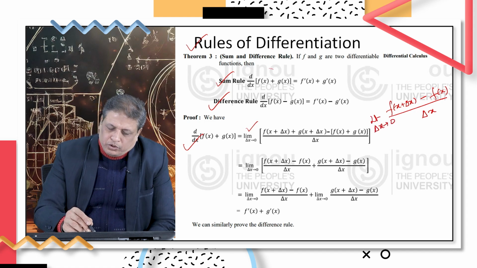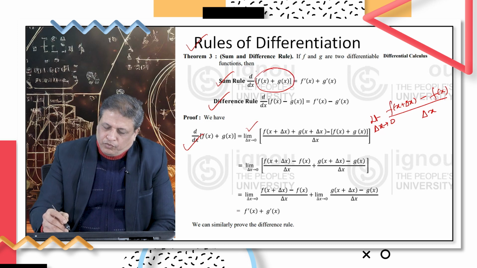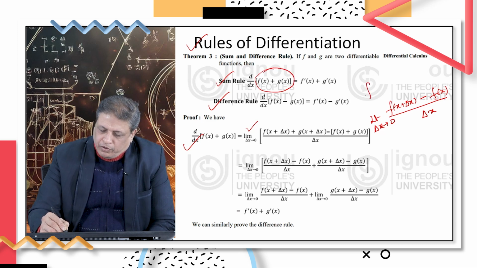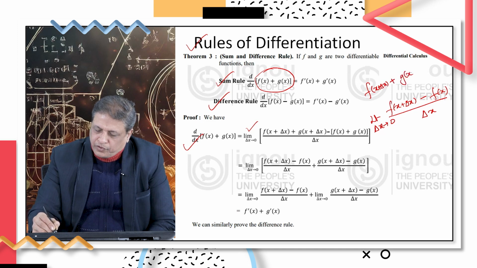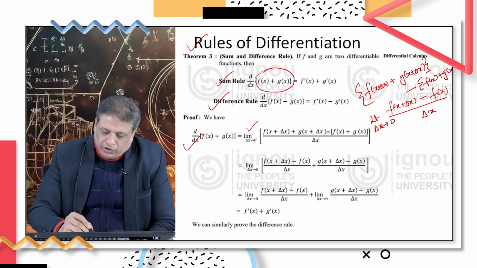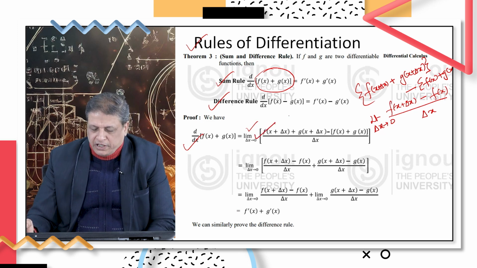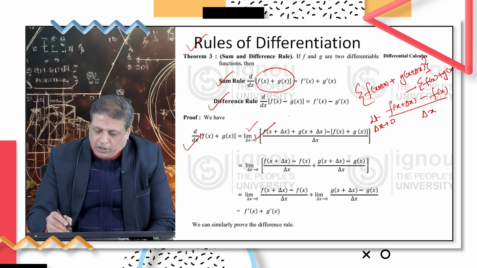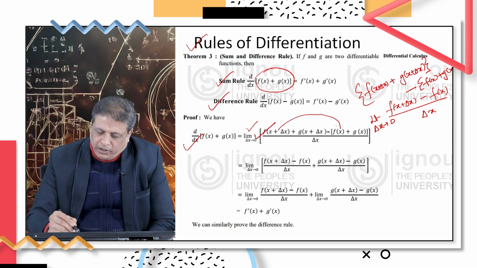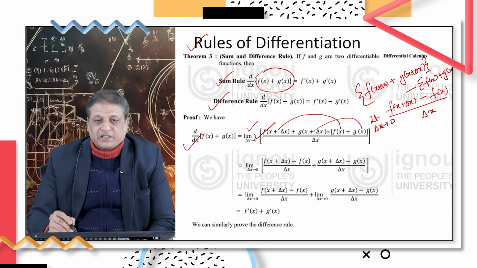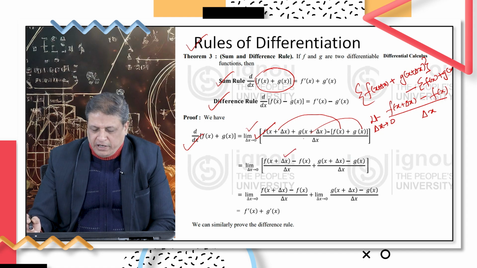Just by applying it to this complete function, it will transform to f(x plus delta x) plus g(x plus delta x), this part, minus f(x) plus g(x). So this is what is written over here. Now segregating, taking f(x) terms common and g(x) terms common on the separate side, you will get f(x plus delta x) minus f(x), g(x plus delta x) minus g(x).